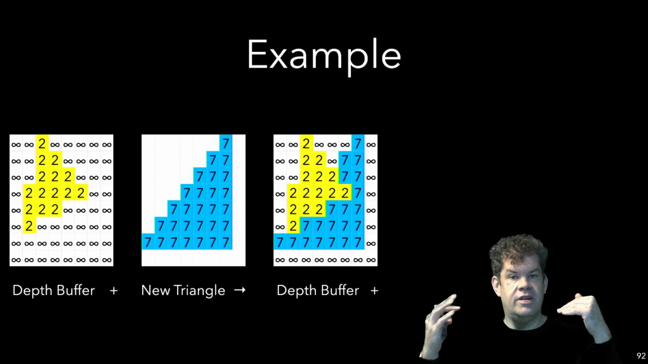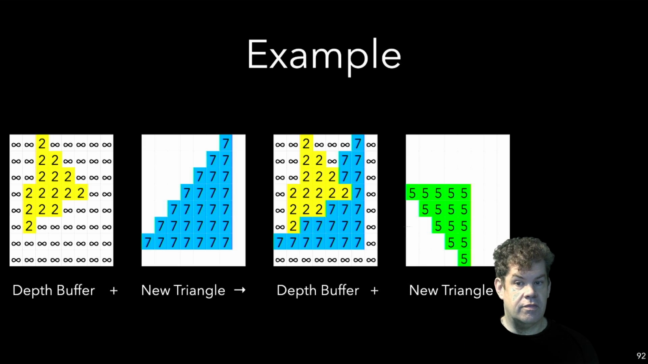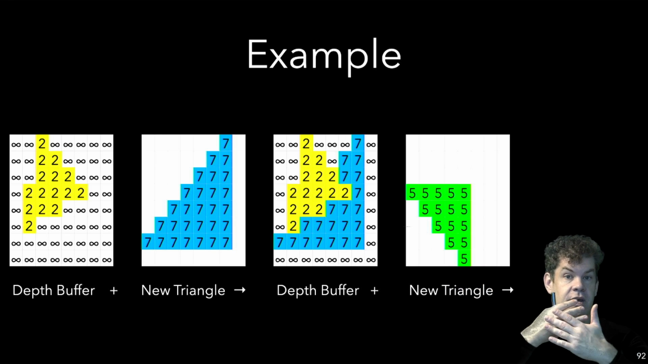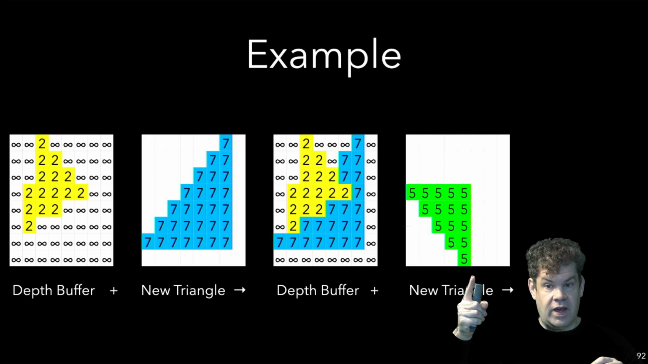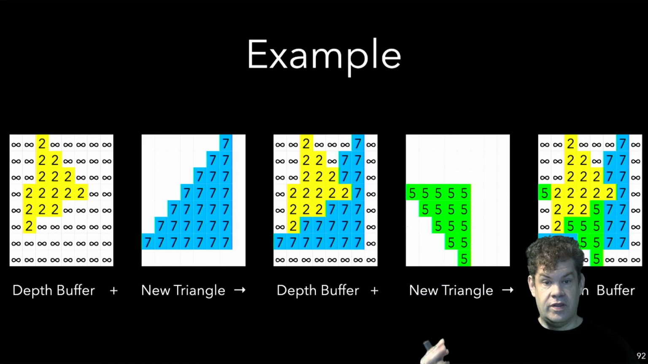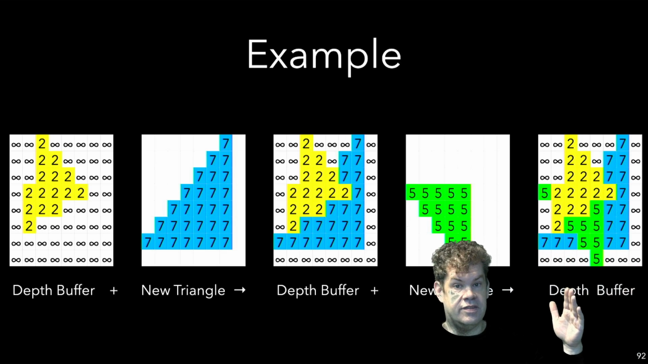Now, if I would render another triangle with depth 5 and in green, say this one here, it should end up between the 2, right? And again, if we compare each of those 5s against the value, some of those would overlap 7, some of those would overlap 2, and some of those would actually overlap infinity. So we would get this here as the final result.